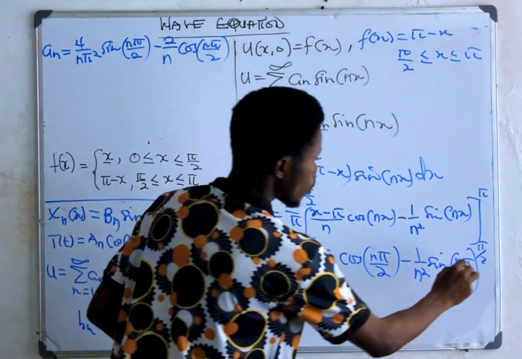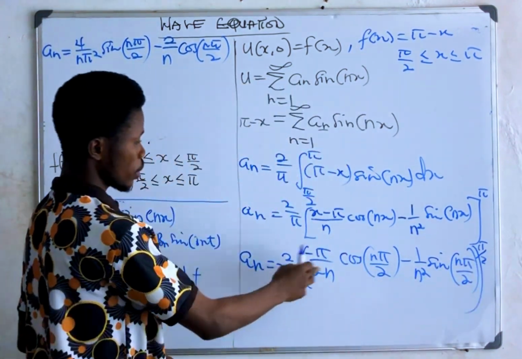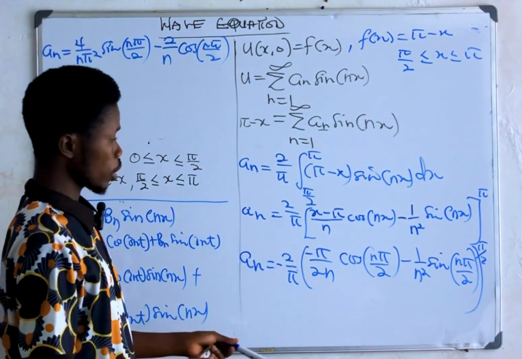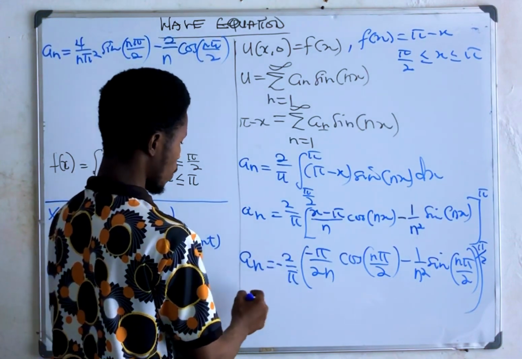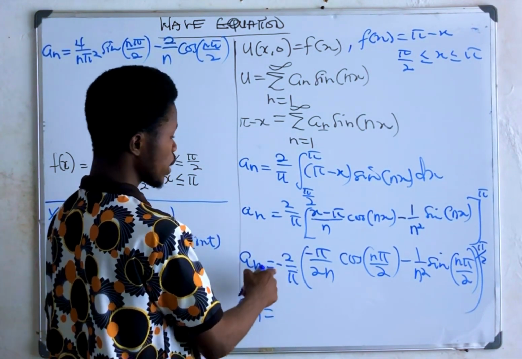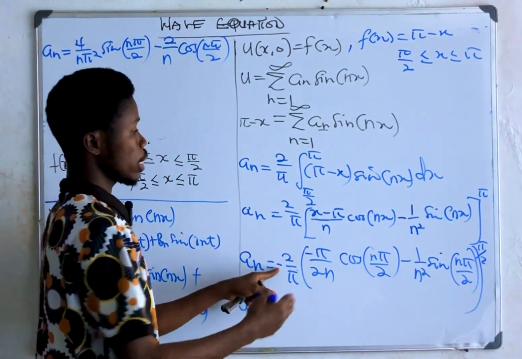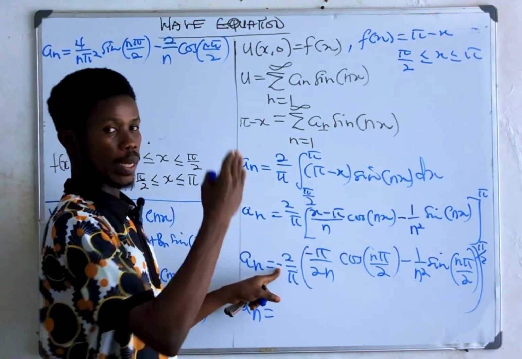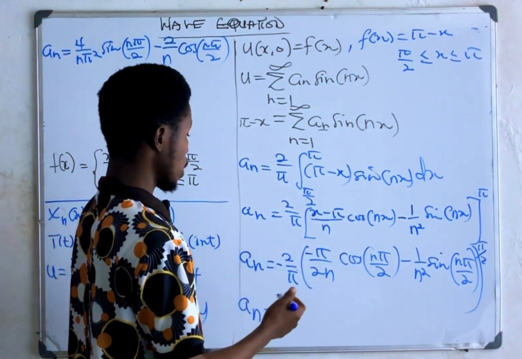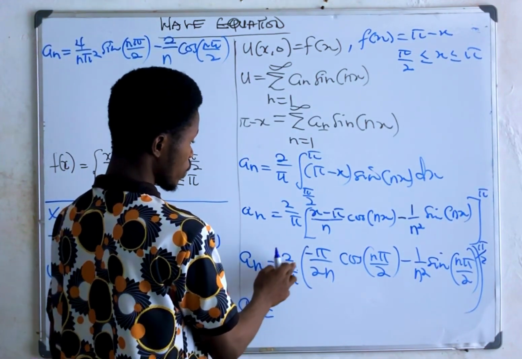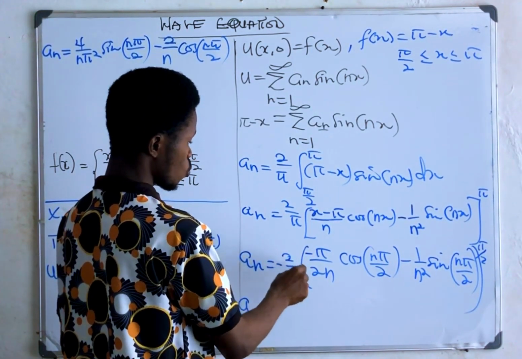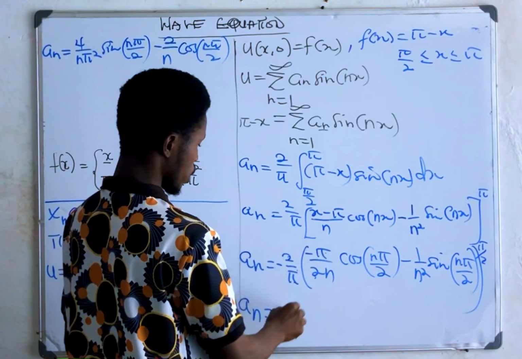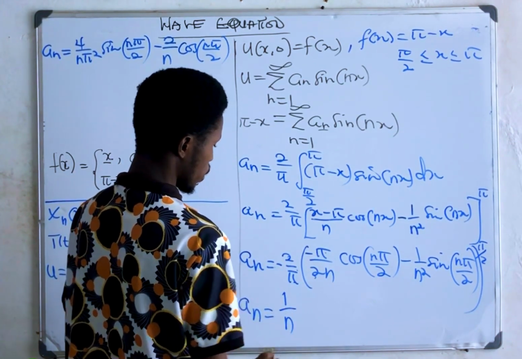Okay. Remember, the negative is affecting everything. So if I multiply through by the negative 2 over pi, I have a_n. This negative is coming from the fact that we are substituting the lower limit: the upper limit minus the lower limit. The upper limit gave us 0. So now negative times this will be positive. This 2 will cancel this 2. This pi will cancel this one. So it will have 1 over n. Is that okay?